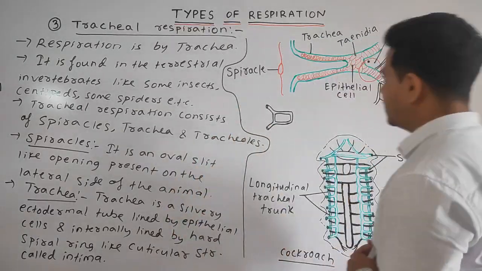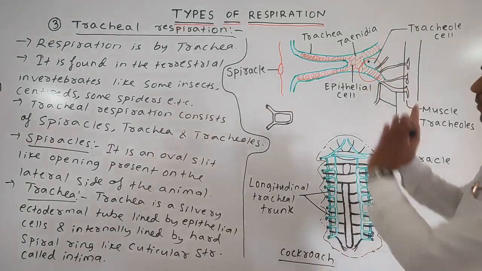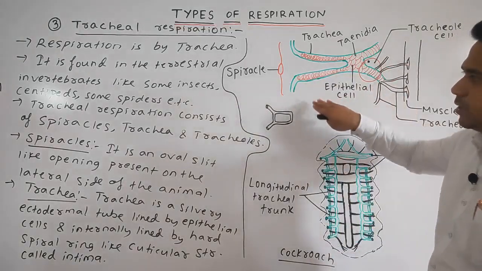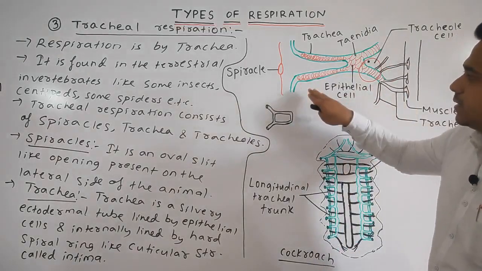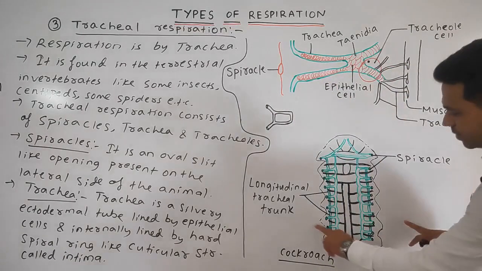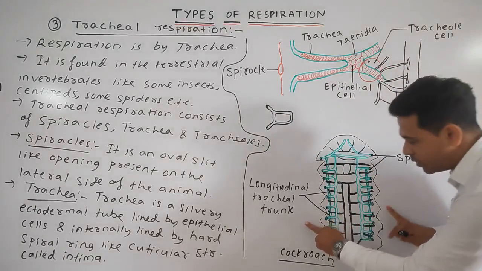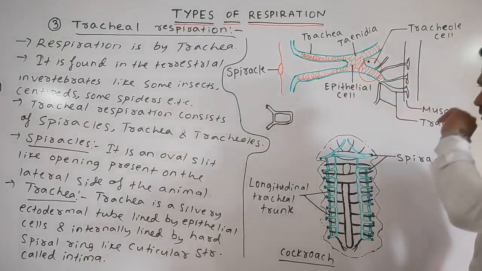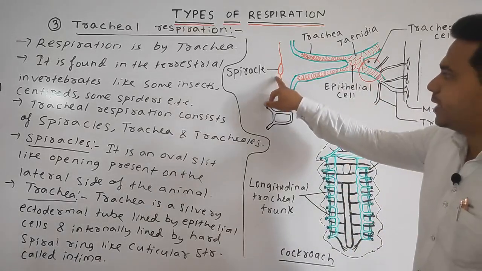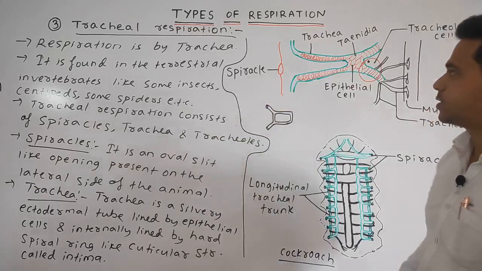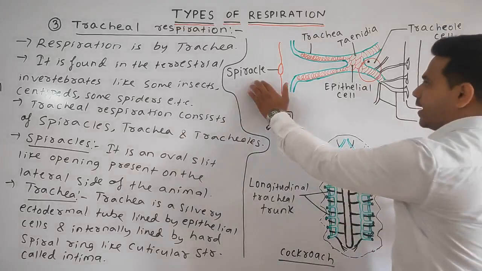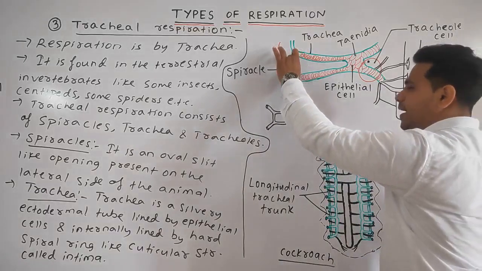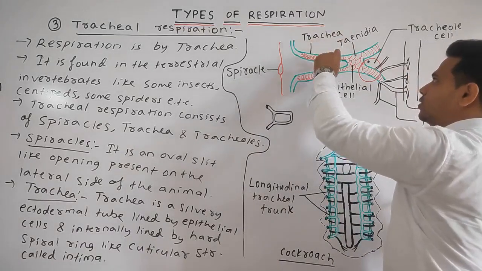Okay, you can see here the diagram, students. This is how respiration is carried out through the spiracles and the trachea in the case of the cockroach. This is the arrangement of the trachea and the spiracles in the cockroach. This one is your slit-like opening called the spiracles. Air enters into the atrium, and further it goes into the trachea.